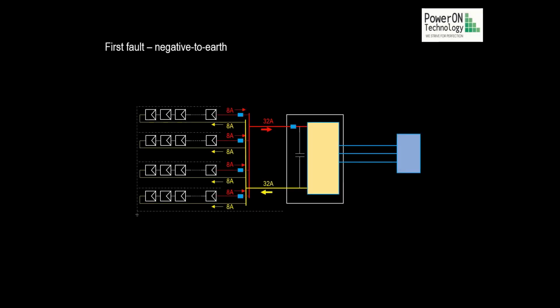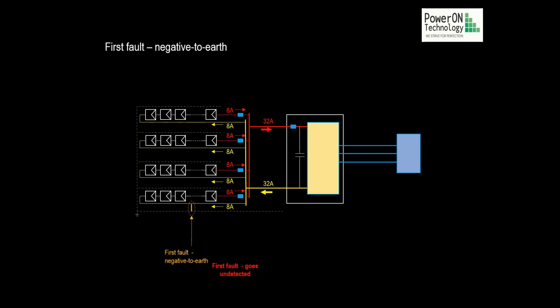In this slide we shall illustrate the first fault that occurs, which in this case is the negative to earth fault. Here we show an example of the first fault, negative to earth. One of the negative return lines of a PV string is shorted to the earth.